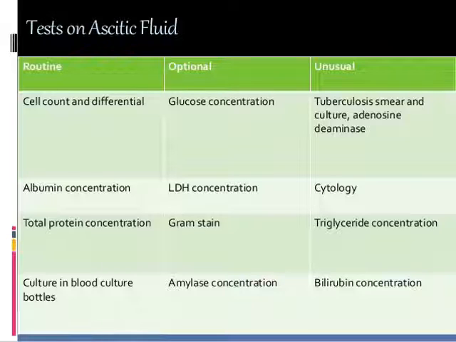What are the optional tests? Certain tests are done according to certain situations: glucose concentration, lactate dehydrogenase concentration, Gram stain if we suspect infected ascitic fluid, amylase concentration if we suspect pancreatic ascites. Unusual ascitic fluid testing includes tests for TB, such as tuberculosis smear and culture and adenosine deaminase. We should do cytology if we suspect malignancy, triglyceride concentration in case of chylous ascites, and bilirubin concentration also.